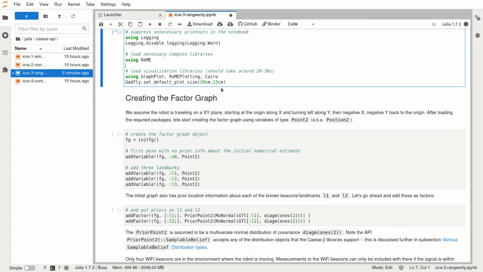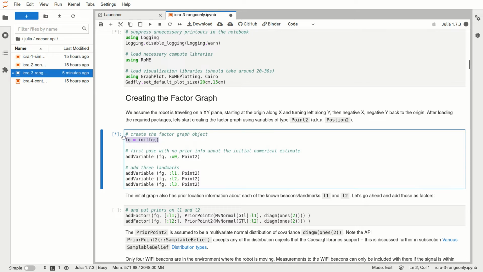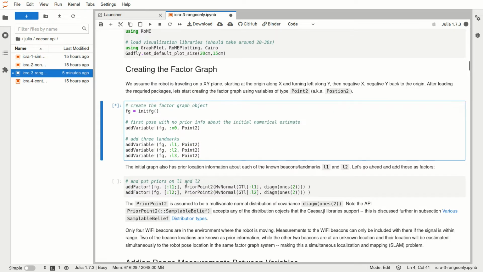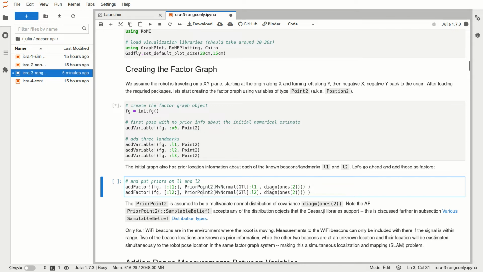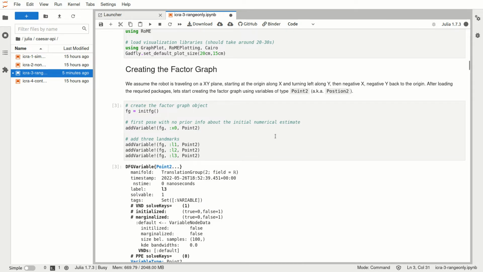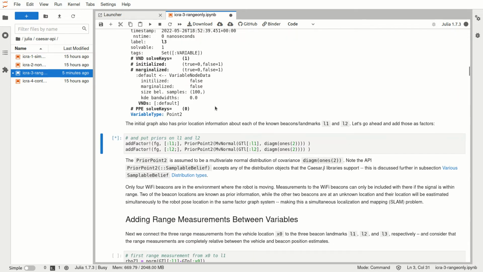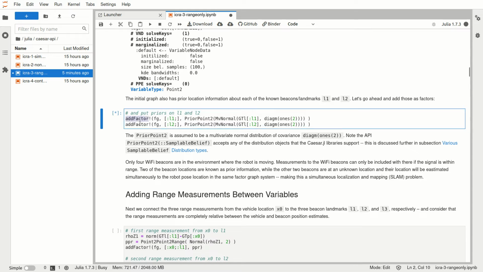What we're going to do is create a factor graph. We start with an initial factor graph FG, and then we're going to add the first robot position x0, and also 3 landmarks as variables. Those are what we're interested in estimating, but there's no information attached to them yet. After that, we will add 2 priors. We'll add priors by addFactor! as a prior Point2 on L1 and on L2.